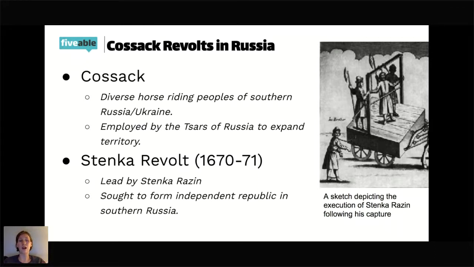This is an example of a failed resistance movement, largely because these Cossacks, because they were in southern Russia, were very close to the centers of power in Russia. They're very close to the urban centers, to where the political leaders are, to where the military can be gathered from. And so the revolt was suppressed, and rather than creating a new independent state, they were simply reabsorbed back into the Russian Empire.